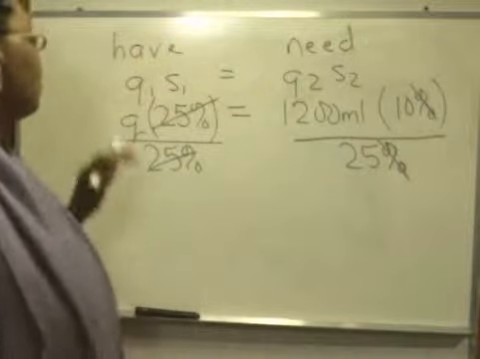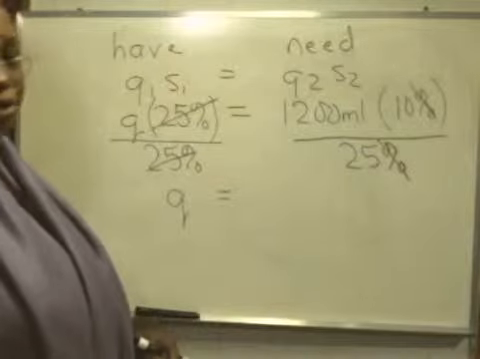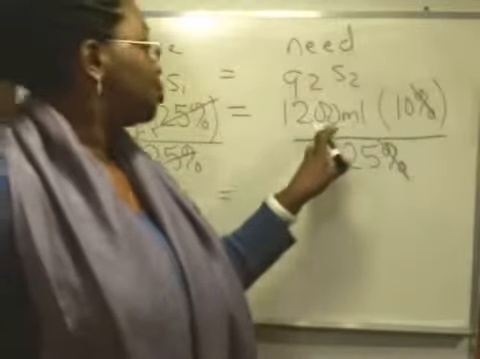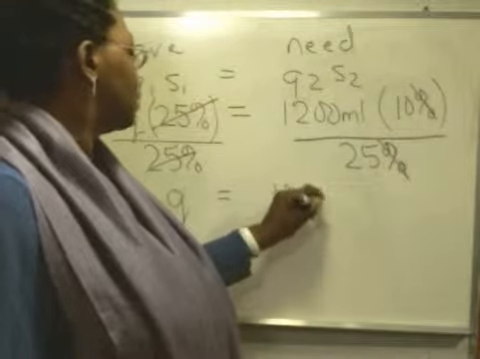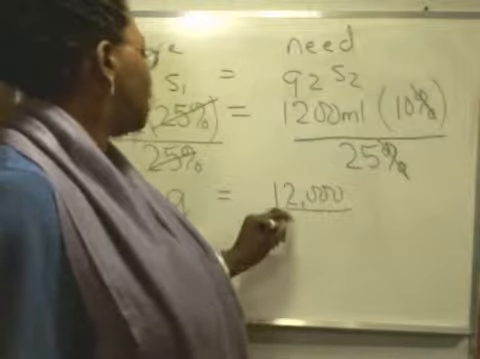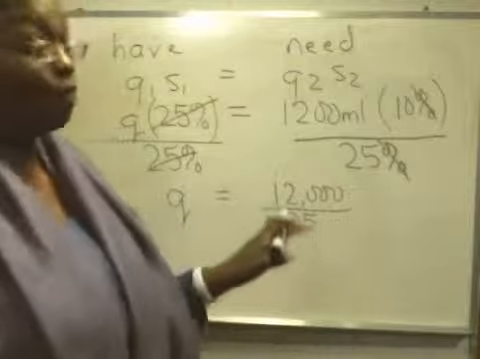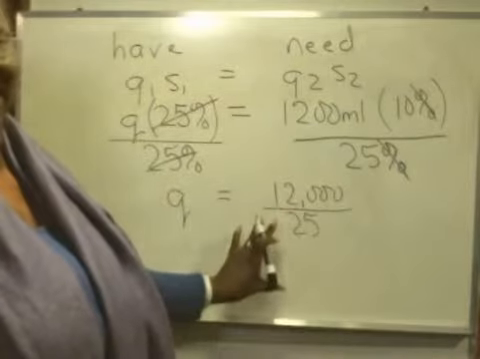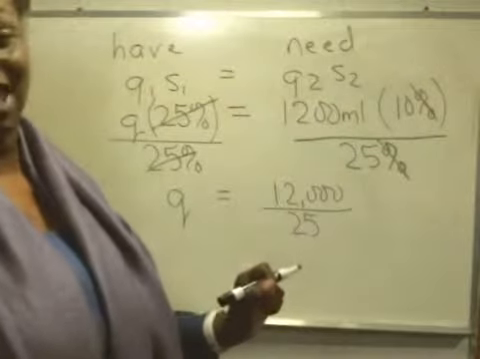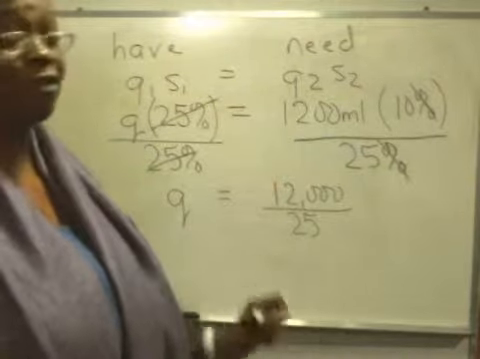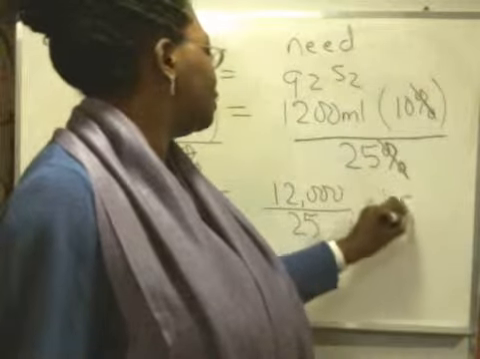Okay? So on this side, I have Q. That's the only thing that's left standing. Equal to 1,200 times 10, which is 12,000, divided by 25. Okay? Now, after I figure out what this is, my units are going to be milliliters. That's the only unit that's left standing in this equation. So 1,200 divided by 25 just happens to equal 480.